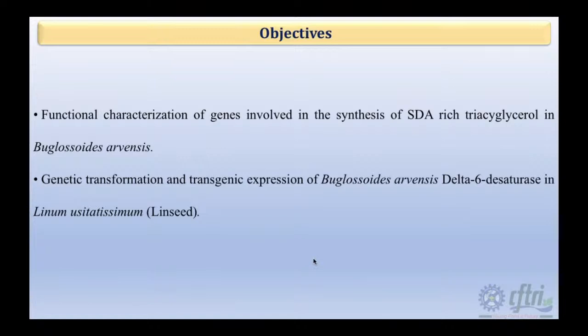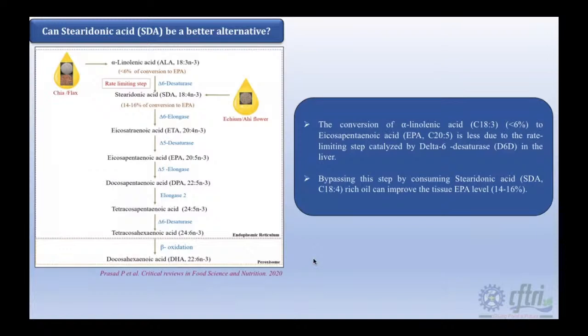Why is it better to consume SDA than ALA? When we consume ALA, it is converted to SDA with the help of the enzyme D6 desaturase, but in humans this is a rate-limiting step. It is produced in very small quantity, and the subsequent conversion of SDA to EPA is less than 6%. By bypassing this step and consuming stearidonic acid-rich oil, we can get around 14-16% of EPA.